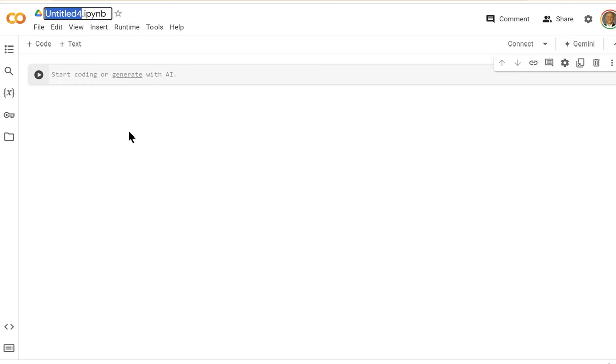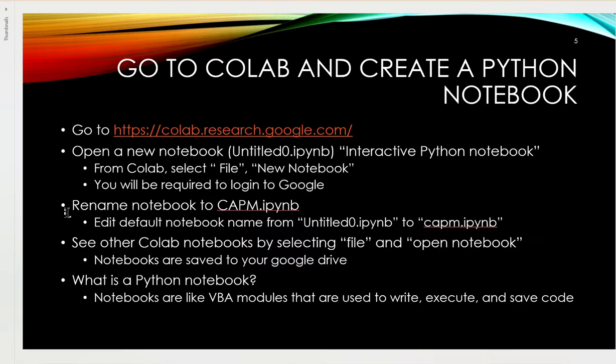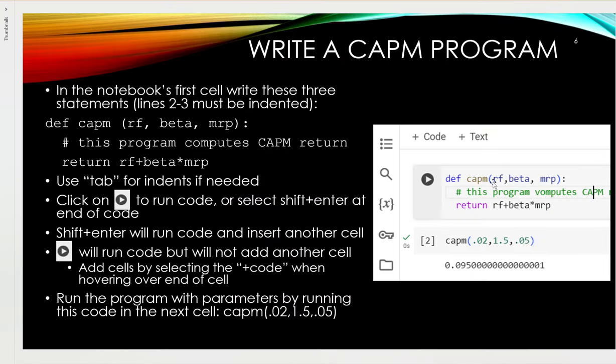Go ahead and call that CapM. So you can just type in CapM there. I'll leave it untitled for now, but make sure you change that to CapM. And then we're going to start writing programs in here. Okay, so this is the environment to write Python programs, and we're going to start by writing that program we just talked about, and it's going to be called CapM.